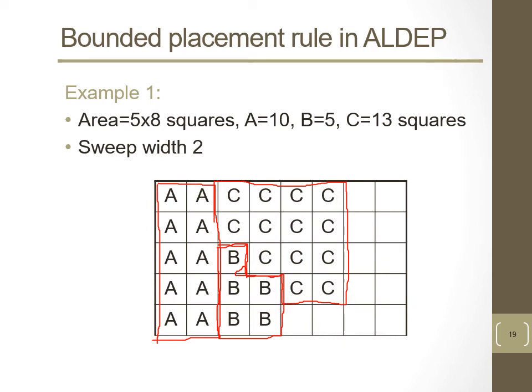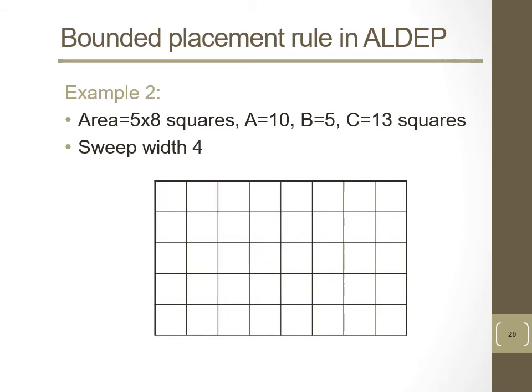And these corners also. Department C's shape is a little bit weird, but still we can use this as a feasible layout. Okay, now let's consider exactly the same problem with a sweep width of 4 this time. So we divide the total layout into 2 lanes with a length of 4.